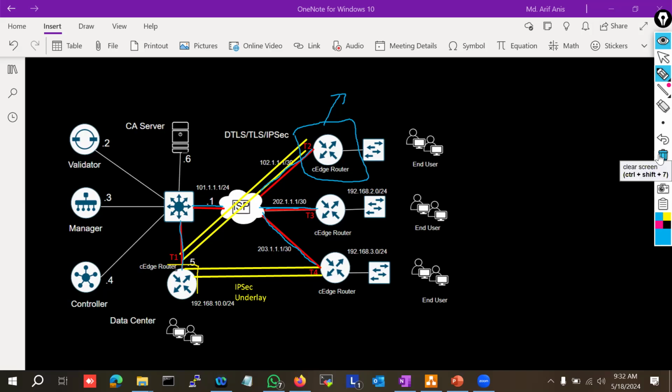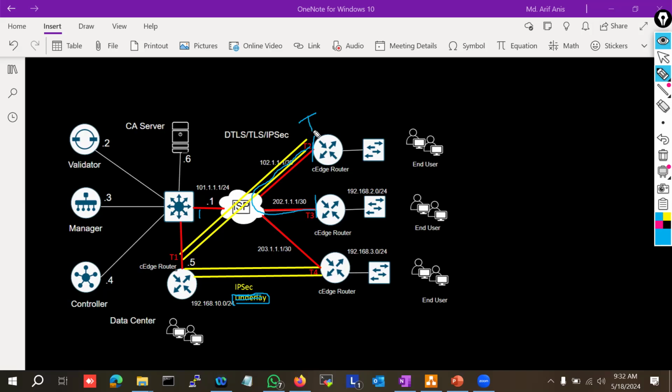So the main prerequisite to form this underlay and overlay. So this is the mistake. This is the overlay, this is not underlay. It would be overlay. And the red ones are underlay. To build overlay connectivity between these two SD-WAN routers, we have to have reachability between these two sites, between the two TLOCs.